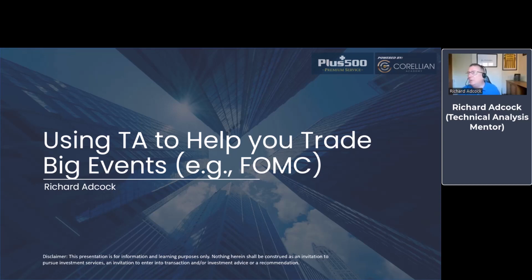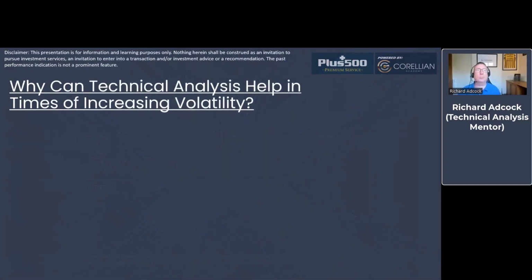So why can technical analysis help us in times of increasing volatility? Well, one of the basic tenets of technical analysis is that price discounts everything. So everything that's known by the market, be it an interest rate decision, non-farm payroll, whatever, is then discounted by the market's reaction. All new pieces of information are reflected within the perception of value of the asset that we're looking at.